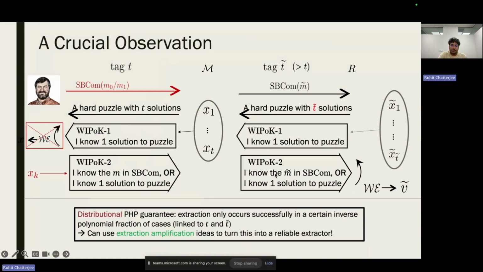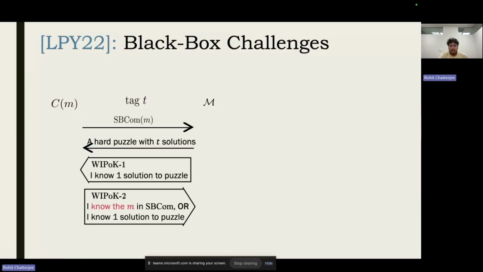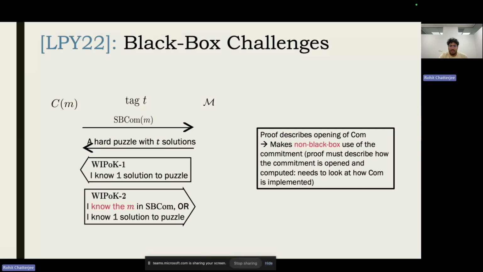And also the VPOC is not necessarily itself black box. Typically, this is going to be non-black box. So I have to make sure that I use a flavor of VPOC that's black box. So here's the challenges. The main one is that I am using the knowledge of the puzzles, and I'm also using the knowledge of the initial committed message. And this makes the second proof non-black box in the commitment protocol.